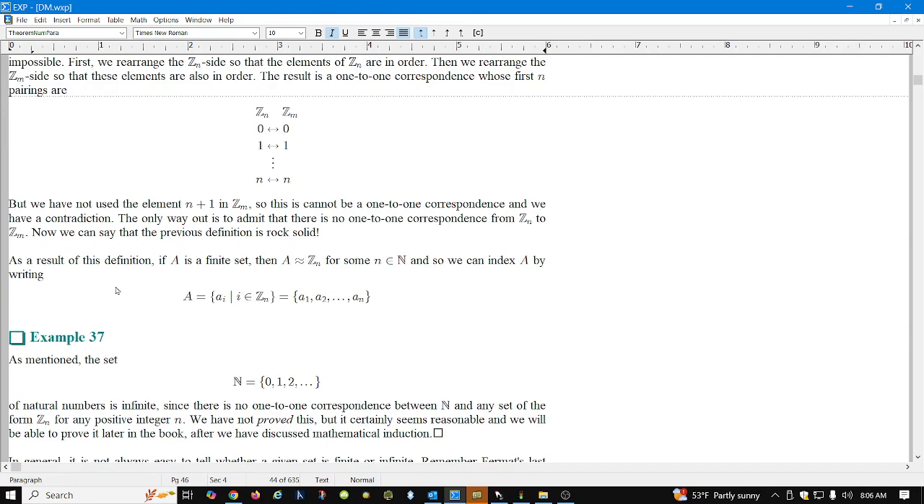Okay, so as a result of this definition, which we now know is contradiction-free, at least we hope is contradiction-free, if A is a finite set, then A is equipotent to Z_n for some n. And so we can index A by using Z_n as an index set if we want. And so this is one way to write it. So is this.